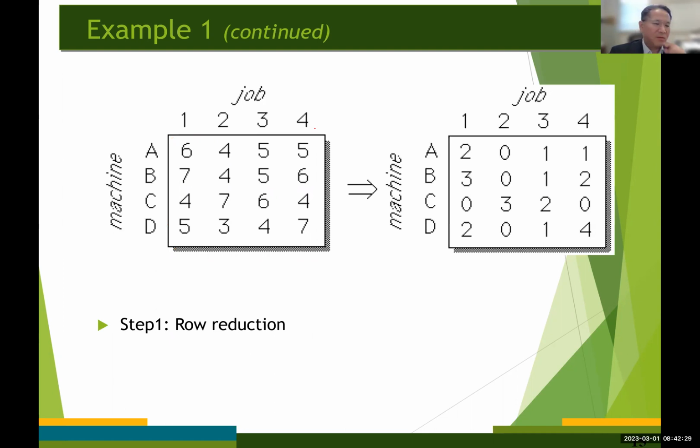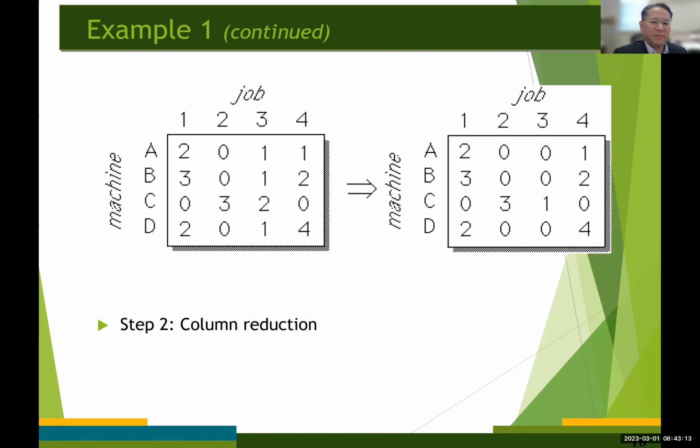So step number 1, row reduction. In this case, the smallest cost for each row would be 4, and also the same 4 down here, and 3. So 4 is subtracted from each cost in the first, second, and third row, and 3 is subtracted from the last row, right? So this is going to be the resulting cost matrix. And then we're going to apply column reduction to this cost matrix.